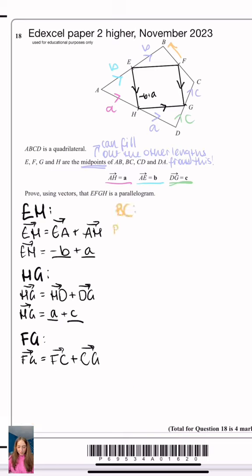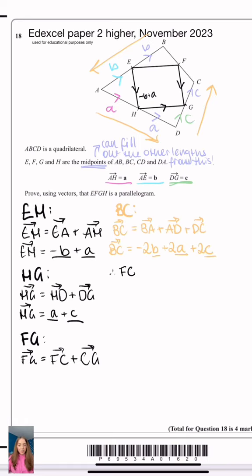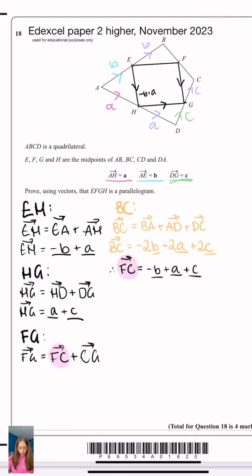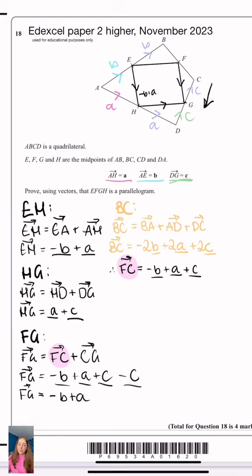To find BC, the only way that we can do this is go B to A to D, and D to C. B to A is going to be minus 2B, A to D is going to be 2A, and D to C is going to be 2C. Now that we know B to C, we know that F to C is going to be half of B to C. Now what I'm going to do is simply write down what F to C is when finding what F to G is. And we know that CG is going to be minus C. Tidying it up, we get that FG is minus B plus A.